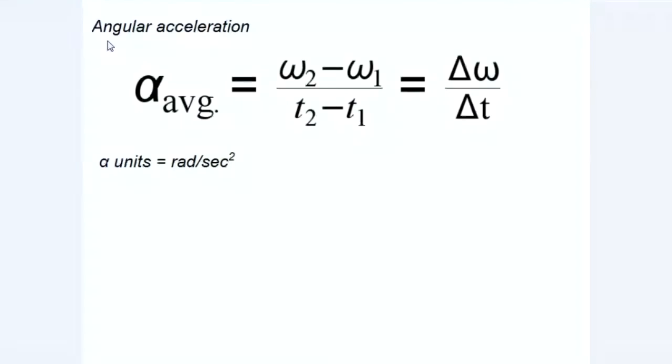And again, in the same way we treat finding linear acceleration from linear velocity, we can find the angular acceleration by taking the change in angular velocity over the change in time for our average acceleration alpha. And the units of acceleration are radians per second squared.